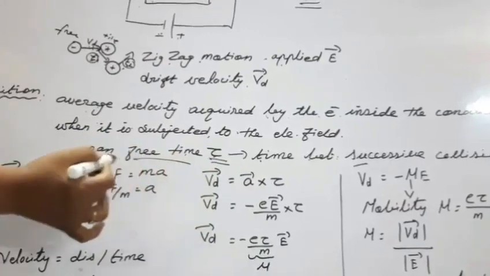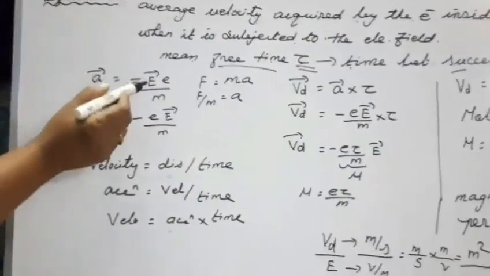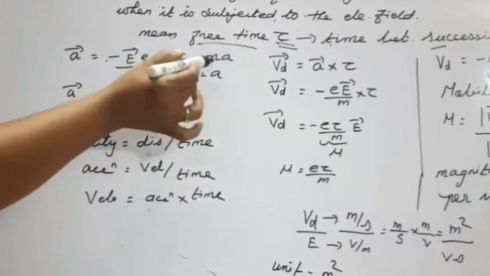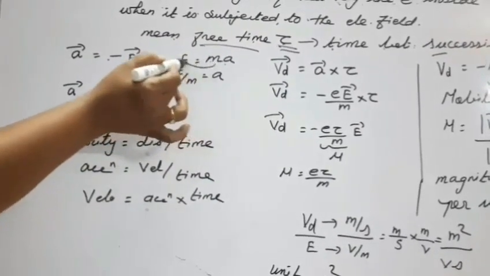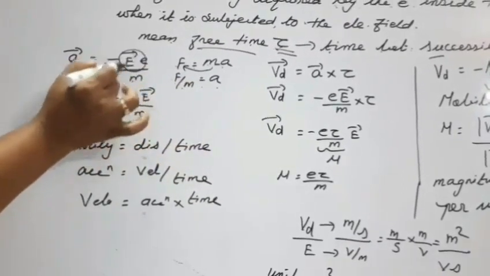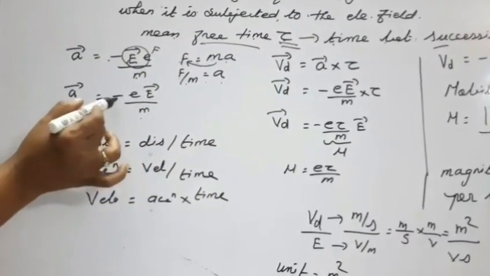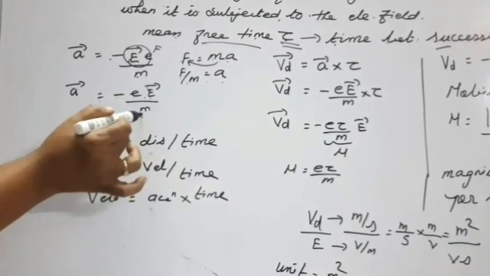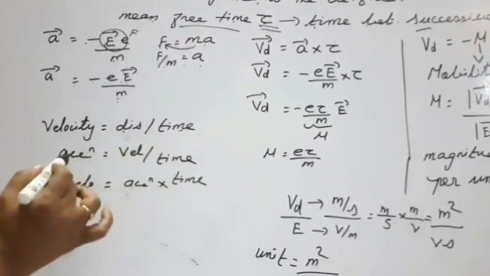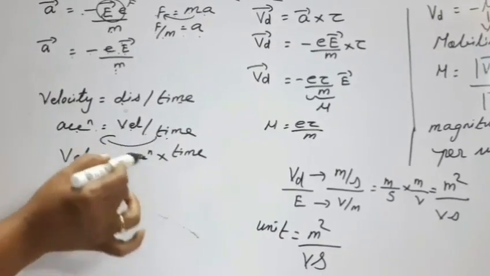Suppose the acceleration a vector equals minus e E vector divided by m, because force F is equal to ma according to Newton's second law. When we take this m down, F by m equals acceleration a. Therefore, the force is eE, and by m, this is known as the acceleration. By rearranging this equation, a vector equals minus e E vector by m. And generally we know that velocity equals distance by time, so acceleration equals velocity by time, therefore velocity equals acceleration into time.